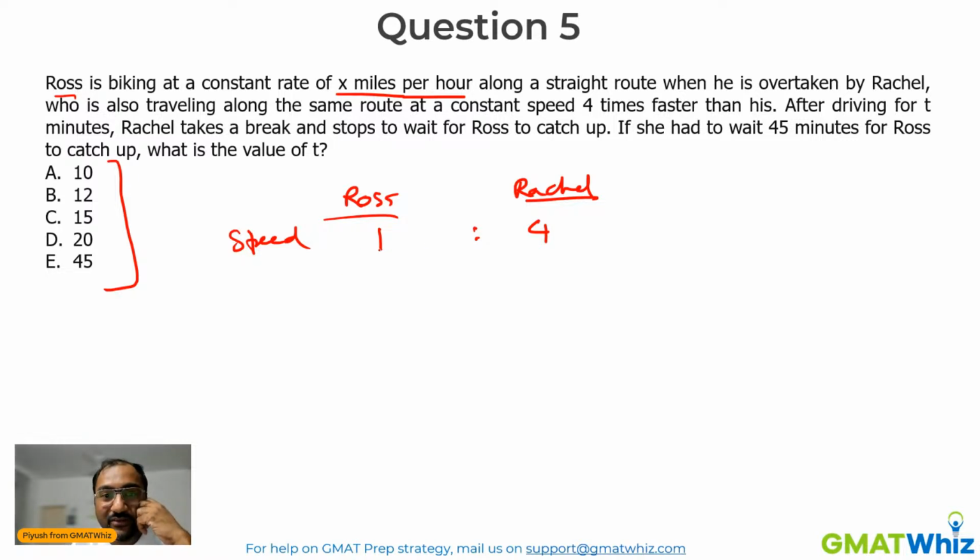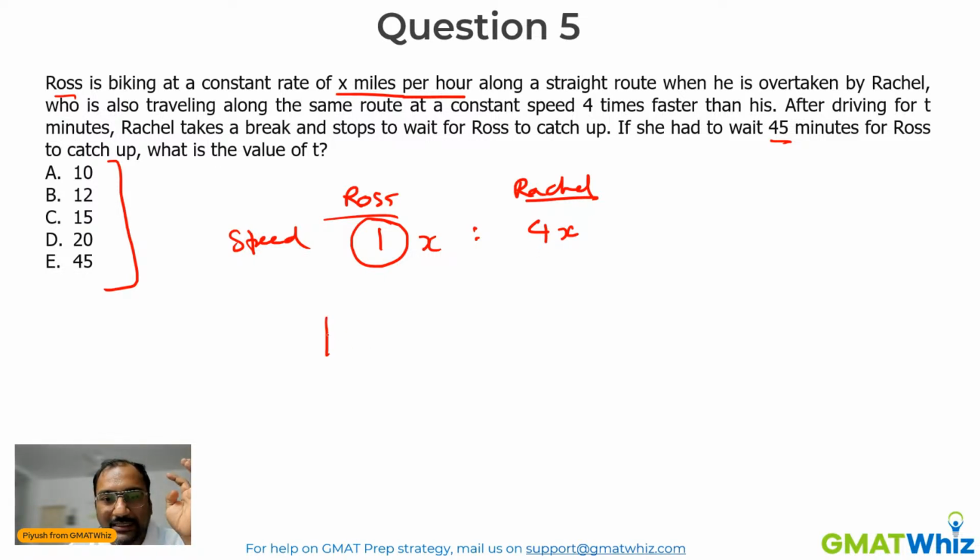So Ross's speed is 1 and Rachel's speed is 4 times that. Now, what you need to understand is that after Rachel has stopped, she has waited for 45 minutes. During that time, Ross is moving at his regular speed, which is 1 or x or whatever you want to call it, 1x. Rachel covered a certain distance.